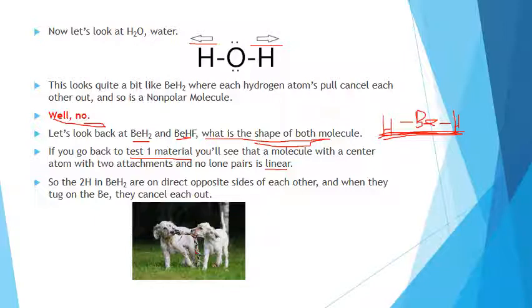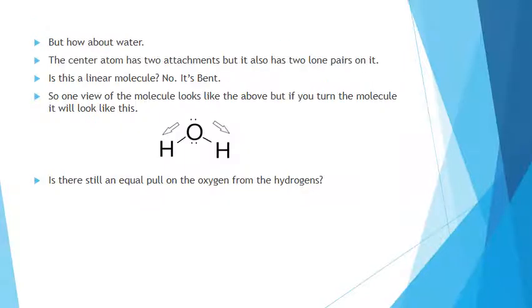And that helps, so when these two hydrogens are pulling, they're pulling in the same direction, in the same line, so they cancel each other out. Okay, so let's look at water now. Water, like beryllium dihydride and beryllium hydride fluoride, has two attachments, but it also has two lone pairs.